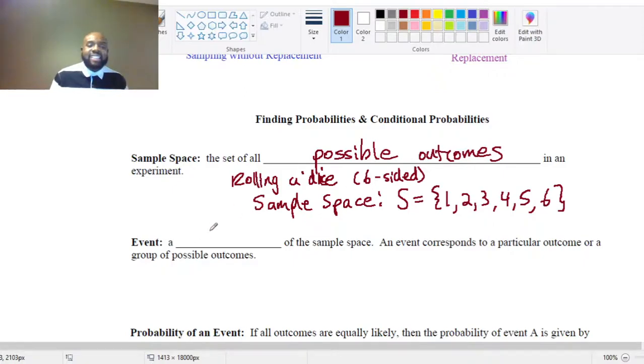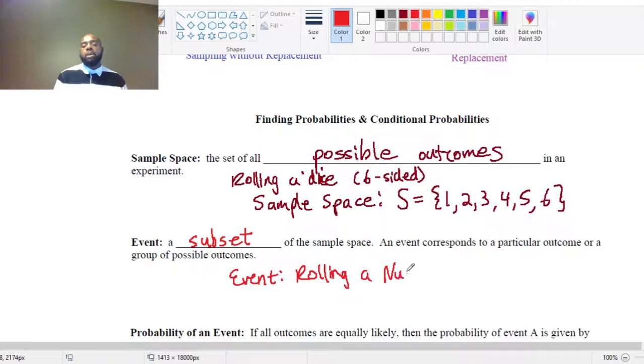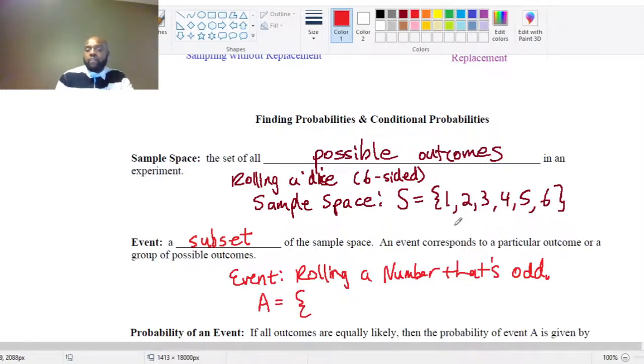An event is a subset of the sample space. An event corresponds to a particular outcome or a group of particular outcomes that you're interested in, right? And so, what if I wanted my event to be rolling a number that's odd, or rolling an odd number? Then my event, usually we'll use a capital letter like A, will consist of the numbers or values in my sample space that are odd. So I will have the set 1, 3, and 5.